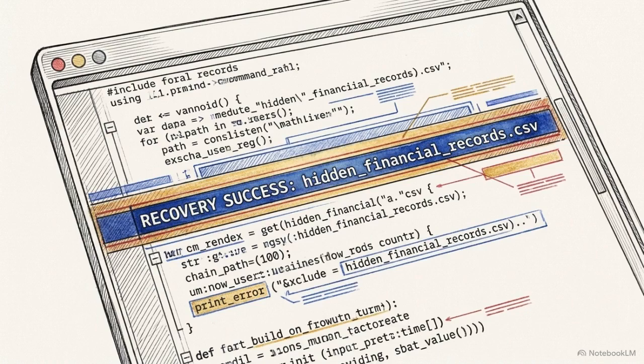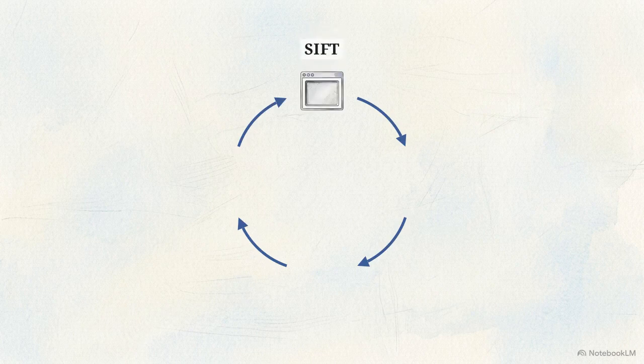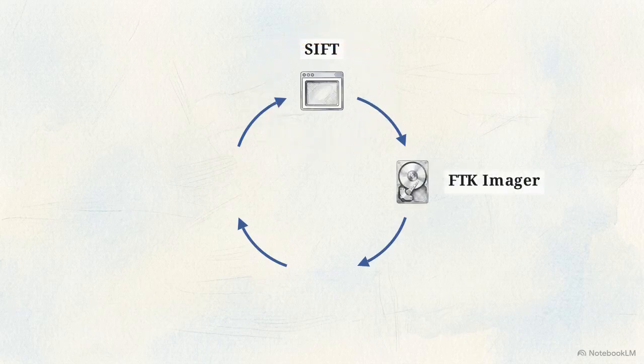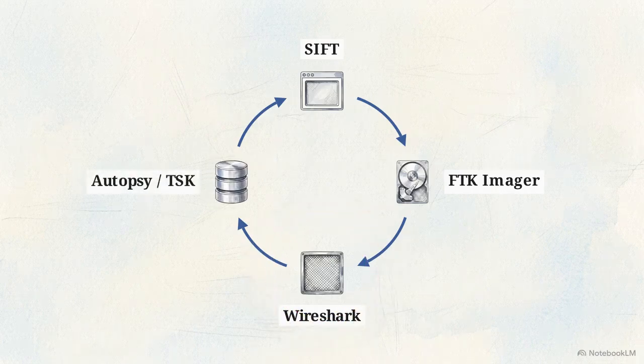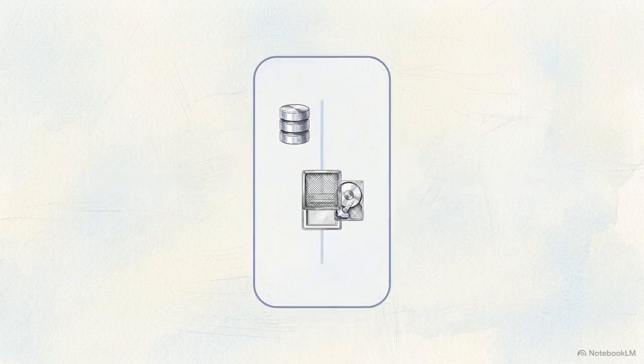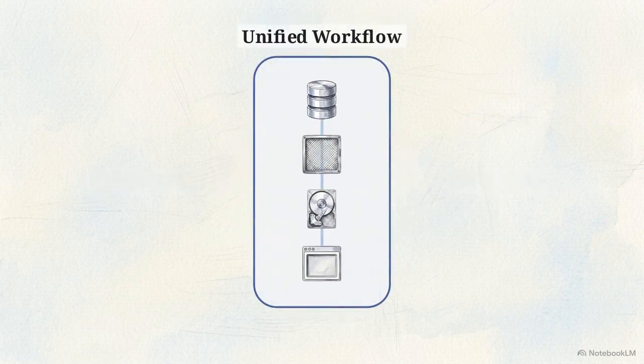This cyclical flowchart maps all 5 tools into a cohesive workflow. You set up your isolated environment in Sift, acquire data safely with FTK Imager, analyze network traffic through Wireshark, and parse your disks using Autopsy and the Sleuth Kit. Together, these open-source elements form a unified capability that requires zero financial budget to deploy.